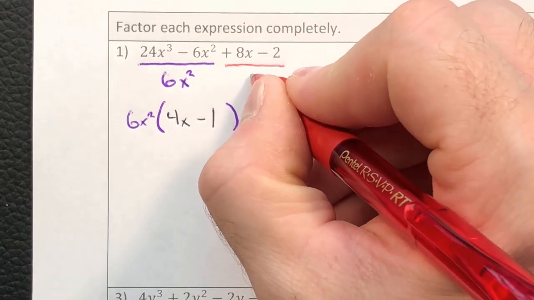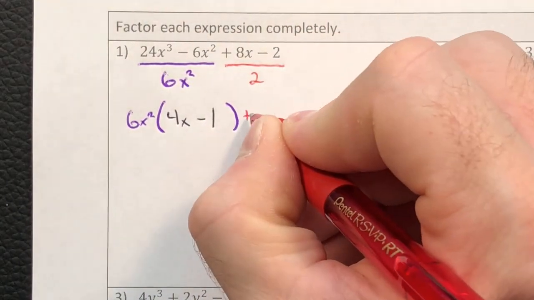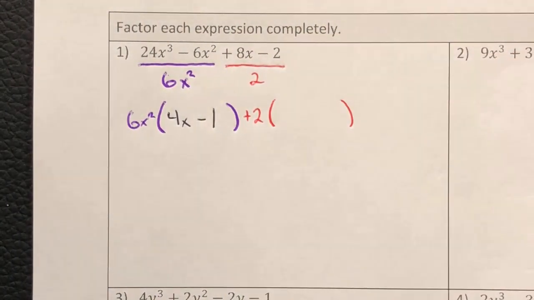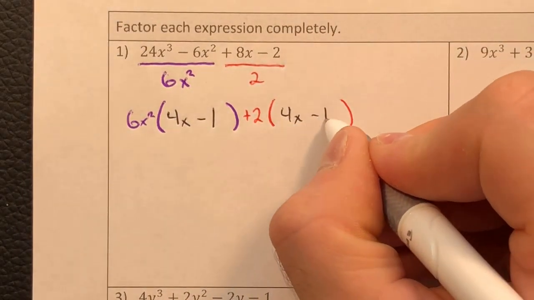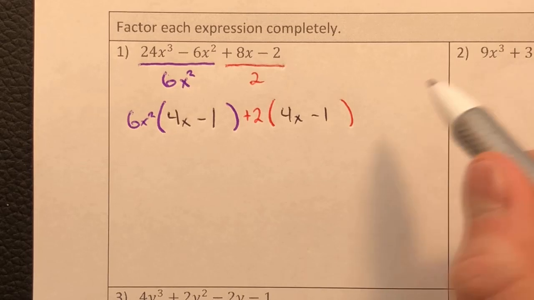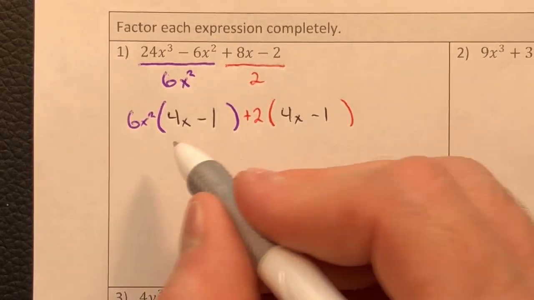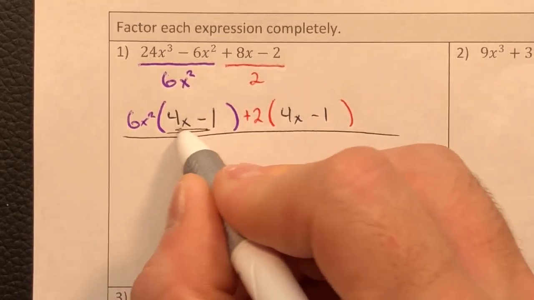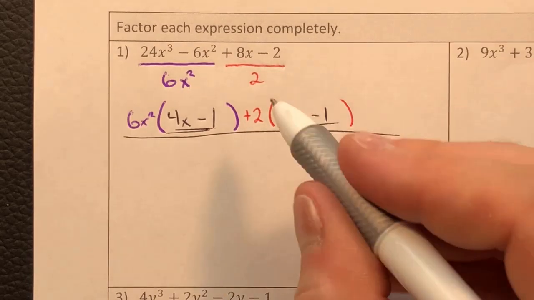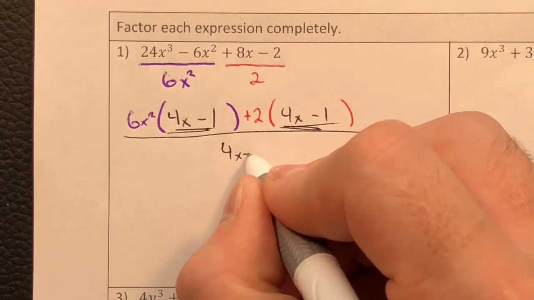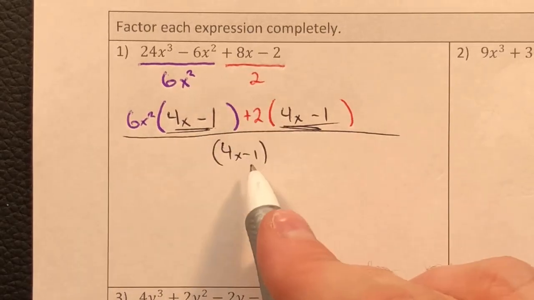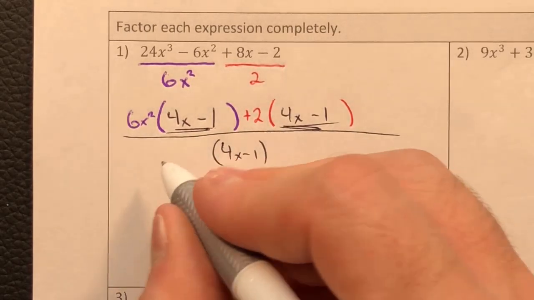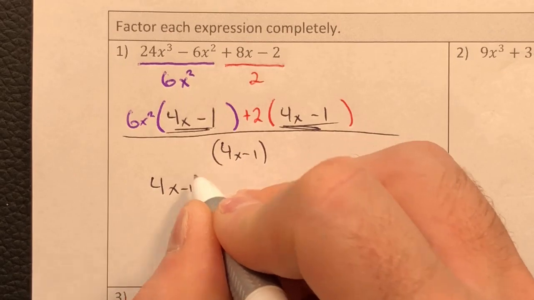Over here, I'm going to say both these are divisible by 2, so I'm going to go ahead and pull out the 2 and see what I have left over. In this case, I have a 4x minus 1 as well. Because they both have a 4x minus 1, both this term and this term, I can pull out the 4x minus 1 just like what I did. Pulled out a 6x squared, pulled out a 2, I'm going to pull out the 4x minus 1, which leaves me with 4x minus 1.